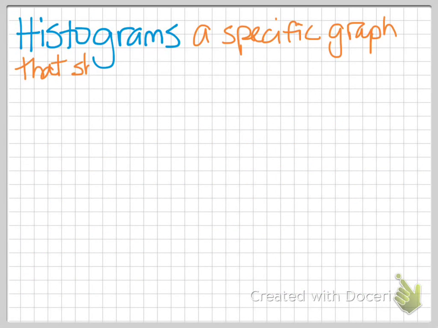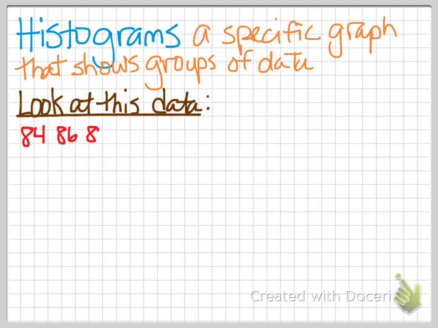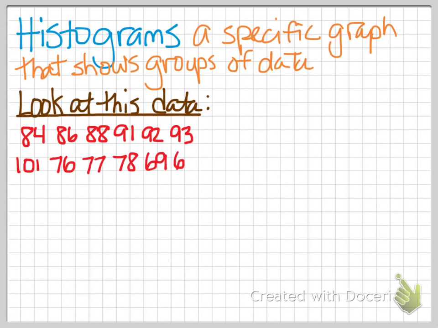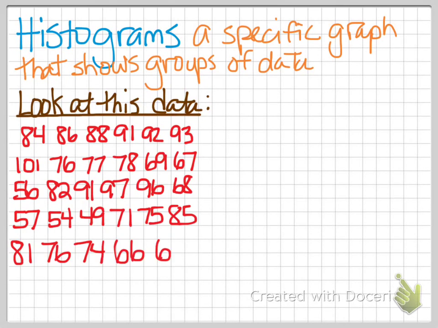Let's talk about histograms. Histograms are a specific graph that shows groups of data. They are very similar to bar graphs. They kind of look like a bar graph. Here's a bigger data set that's being recorded.